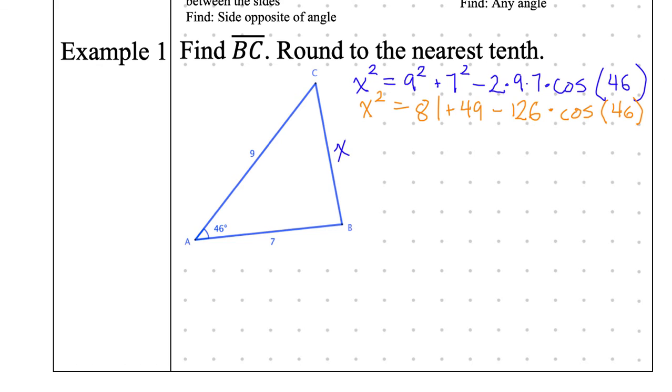I'm going to simplify one more step for us. I'm going to add 81 and 49. Well, 8 and 4 is 12. But I have to do the 1 and 9, which adds up to 10, so I'm going to make this a 13, so 130. 130 minus 126 cosine of 46. That's as simple as I can get it without touching the calculator. Now I have to enter it into the calculator. I might as well just take the square root at the very last step.